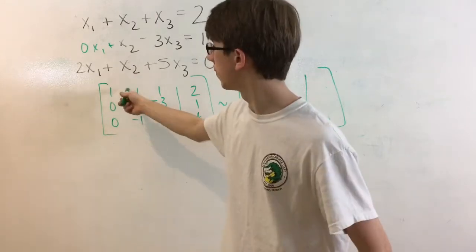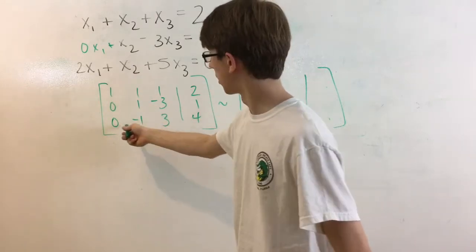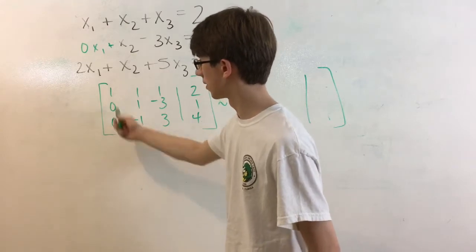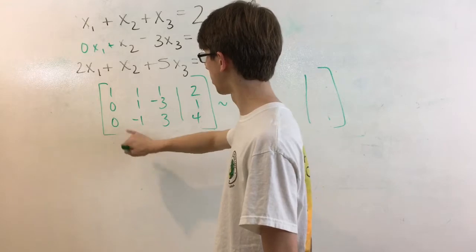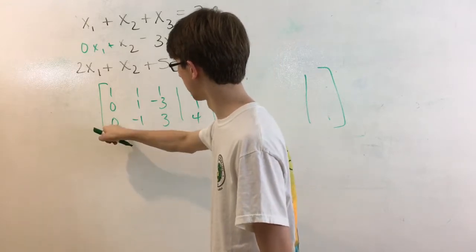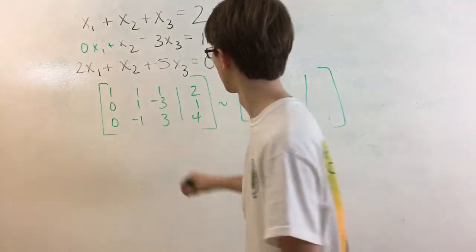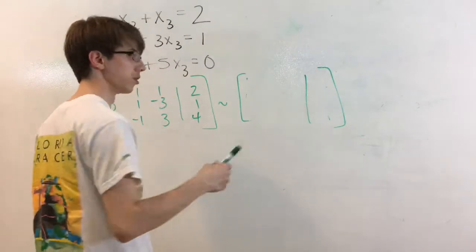Not 1 times row 3, even though that would make this a 0, right? But this would make this 1, and then we'd have to get rid of that again, right? That defeats the purpose of having it. We only want to add something that will keep this 0 and make this 0. So that'll be 1 times row 2. So that's row 2 plus row 3.